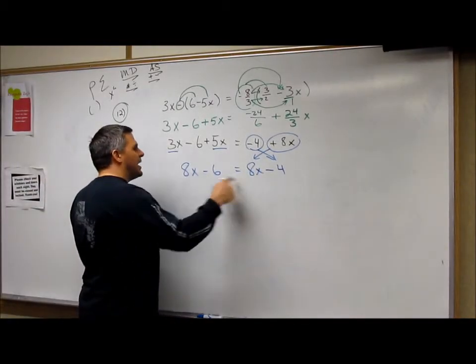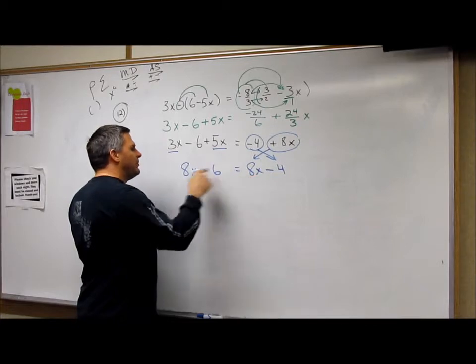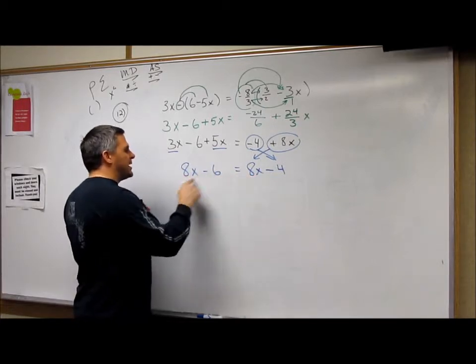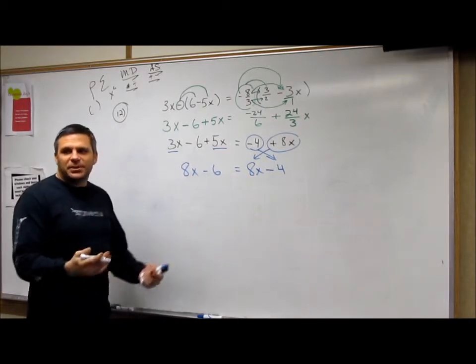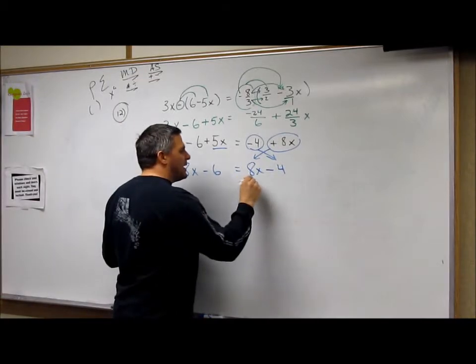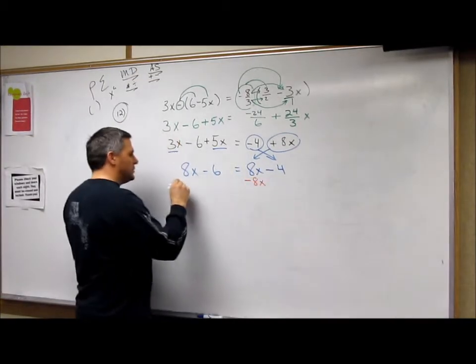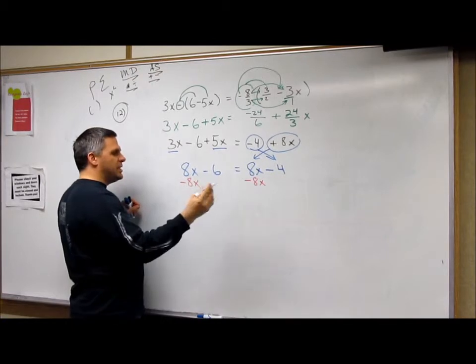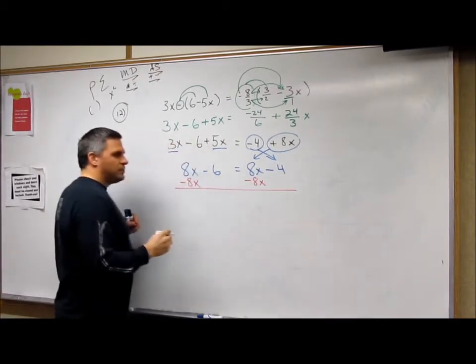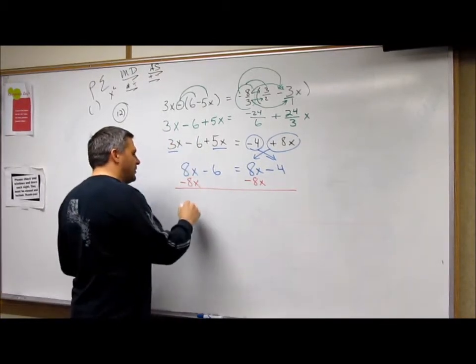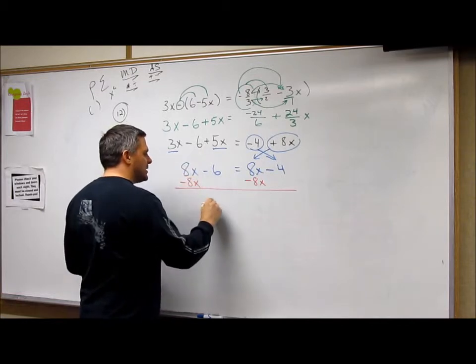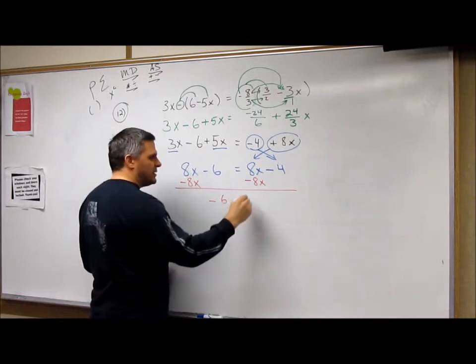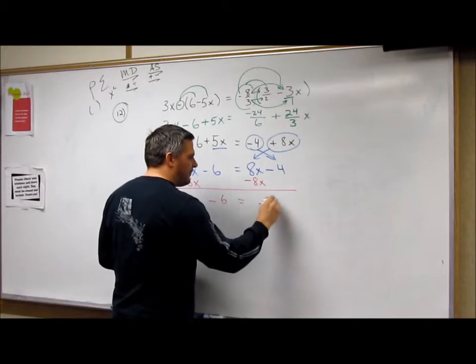So I got to move the x's. And so the way I move the x's is I grab the lowest x, 8 or 8, and it doesn't matter, they're both the same. So I'm going to grab it and add the opposite. And what I do to one side, I do to the other. And then when I add those up, I get nothing. So I just get negative 6 equals negative 4.